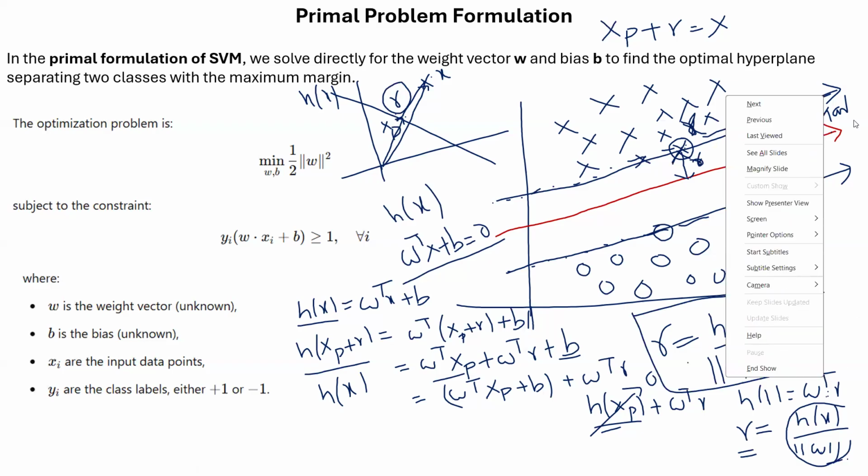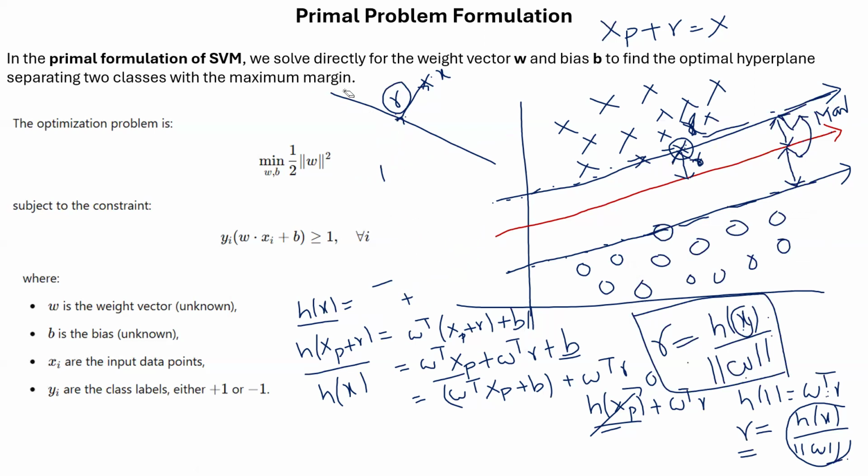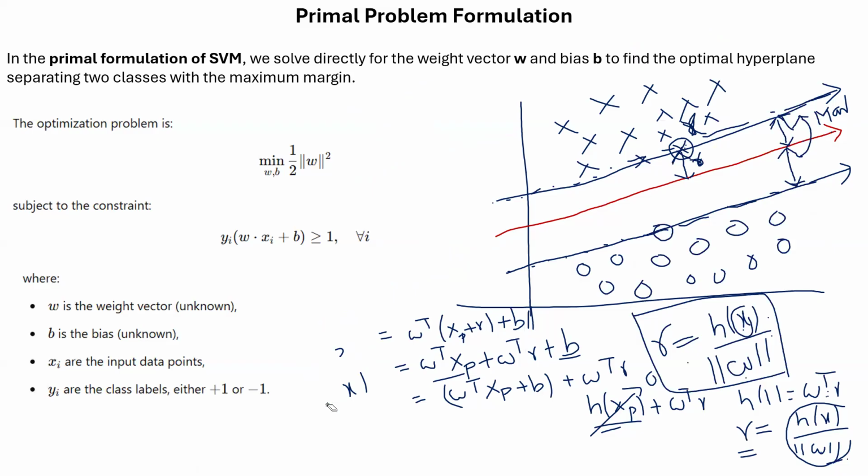So now what is our criteria? Our criteria is to maximize that R. So the objective now turns into maximizing that R. R can be written as h(x), where x is the point from which you're calculating the distance to the hyperplane. Now let's put that down into some equations.